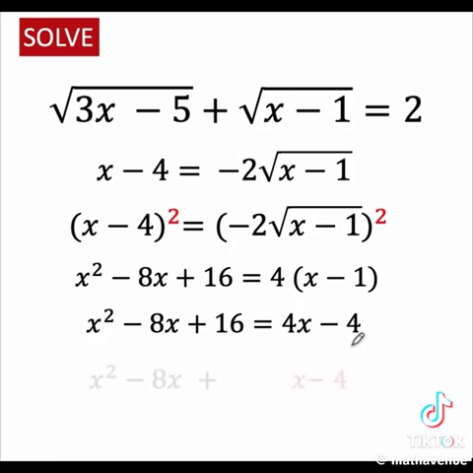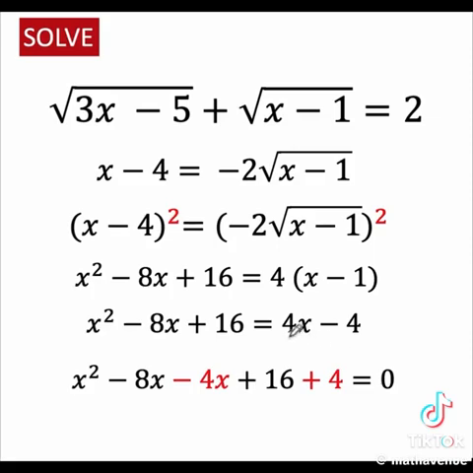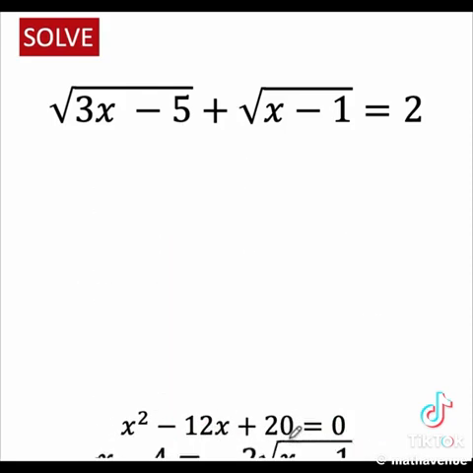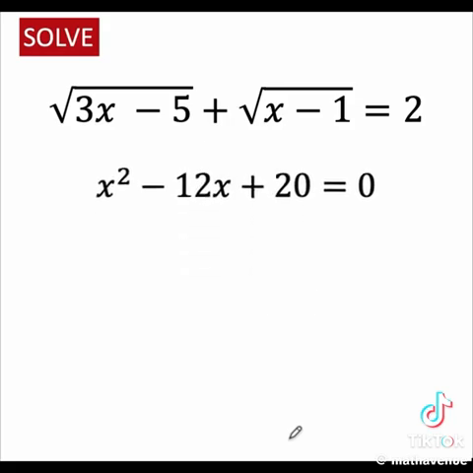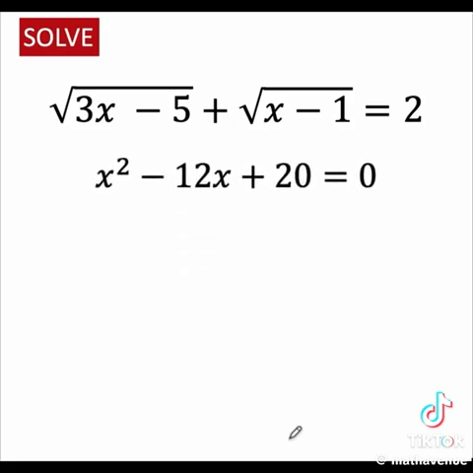Then again, we gather all like terms in one side of the equation because we have a quadratic equation here. This 4x at the right becomes minus 4x here at the left. This minus 4 becomes plus 4. All the rest are just copied. And then simplify. Copy x squared, minus 8x minus 4x is minus 12x. 16 plus 4 is 20. Then we now solve this quadratic equation. Notice that there is no longer radicals. And we know how to solve quadratic equation. In this case, we are going to use factoring.